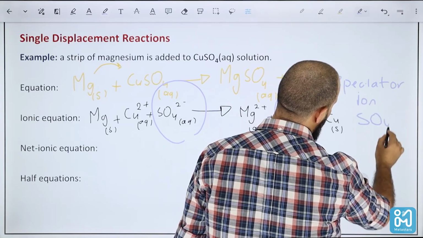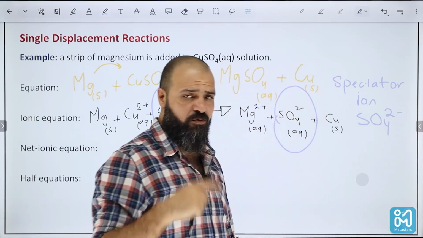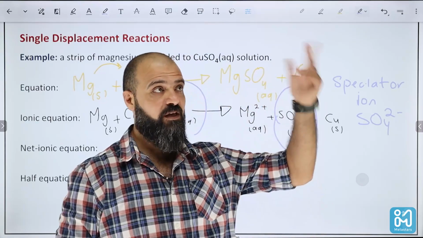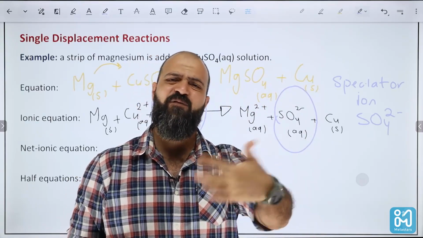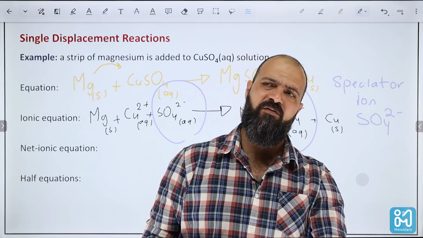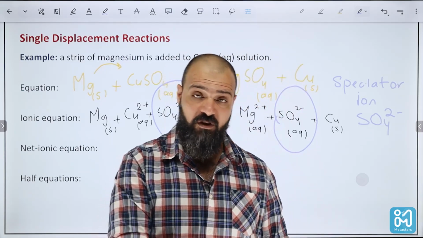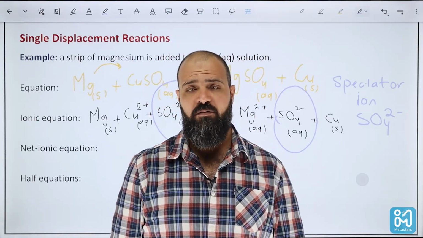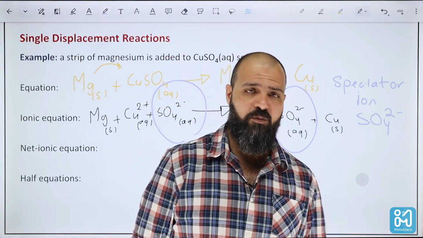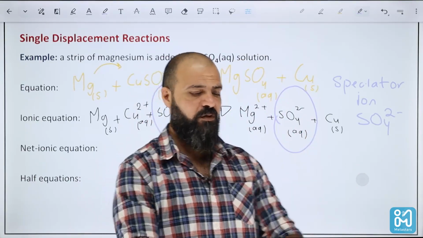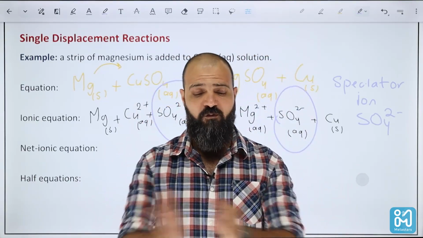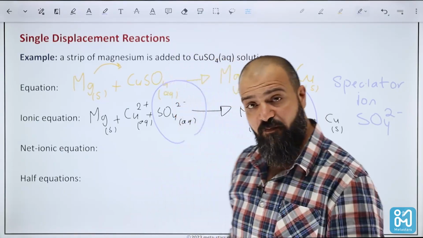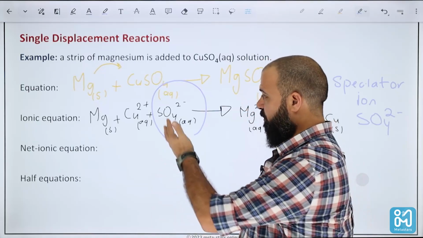is SO4 2 minus. That's why we need to write the net ionic equation. Once they ask us, what's the advantage of writing the net ionic equation? Because net ionic equations show what particles are involved in the chemical reaction with no spectator ions. Spectator ions, this sulfate ion, just stay in solution, find anything positive attracted to it, and that's it, and it does not change. So it's better to write a net ionic equation.